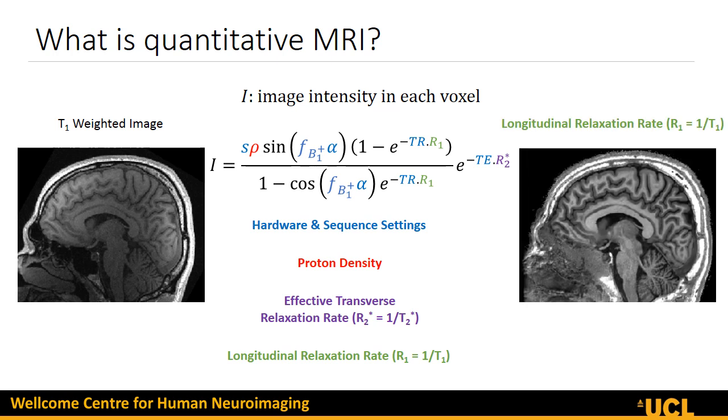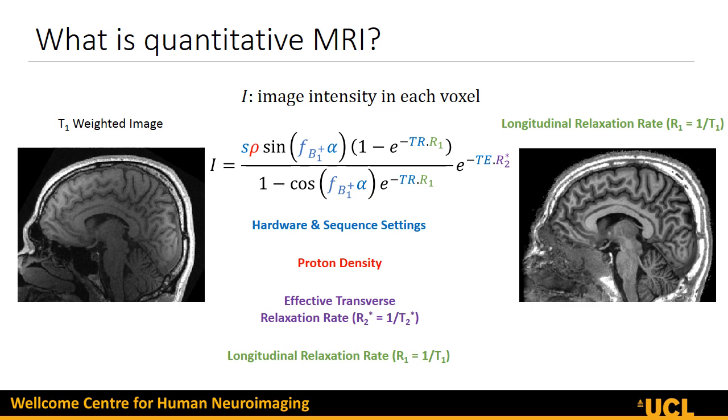With quantitative MRI, what we aim to do is to map one specific parameter instead of having contributions from multiple different factors. For example, what we might be doing is mapping the longitudinal relaxation rate, as shown here. In this case, we actually have similar contrast to a T1 weighted image, because differences in T1 times or R1 rates are what are driving the differences in values across the different voxels.